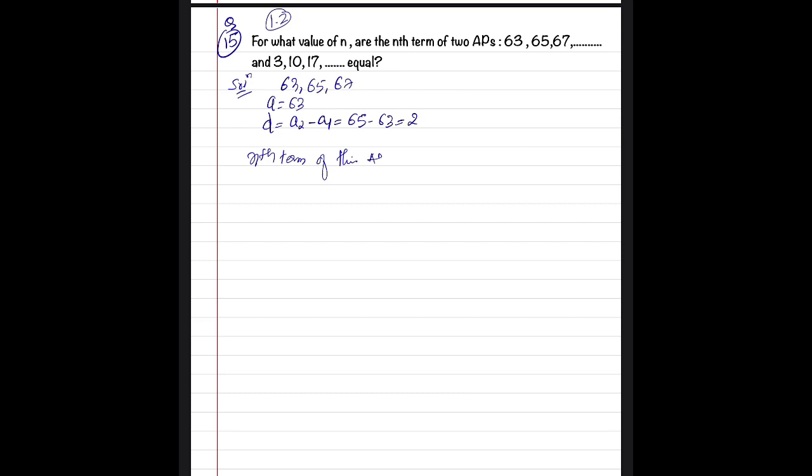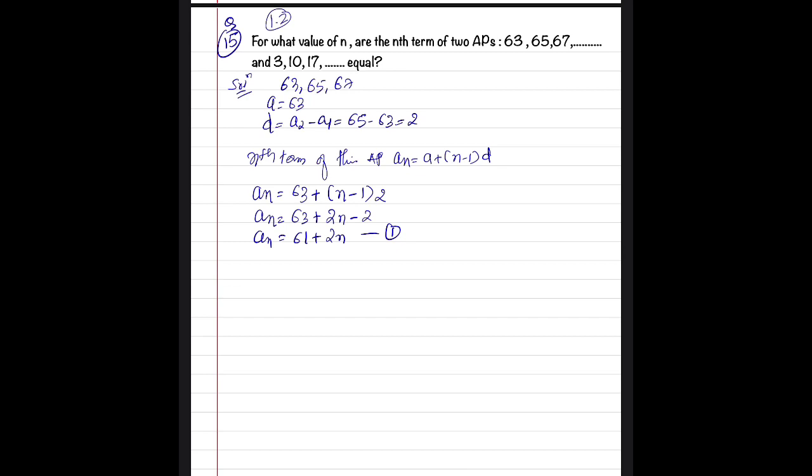What is the formula for the AP? It is an equals a plus n minus 1 into d. You just put the values in the above equation, as we have to calculate the value of an. The first term is 63, plus n minus 1, and d is 2. So an equals 63 plus 2n minus 2. So an equals 63 minus 2, which is 61, plus 2n. So this is equation number 1.